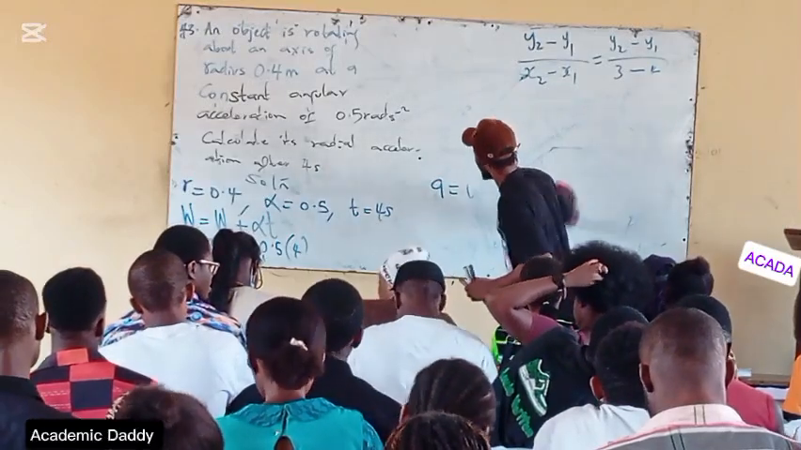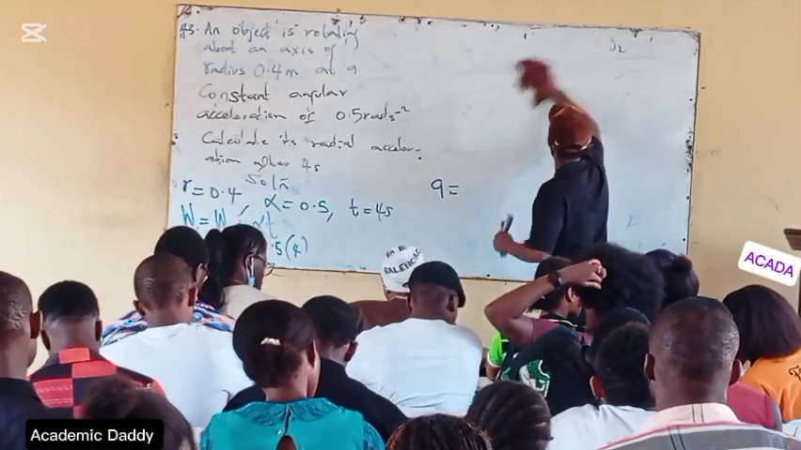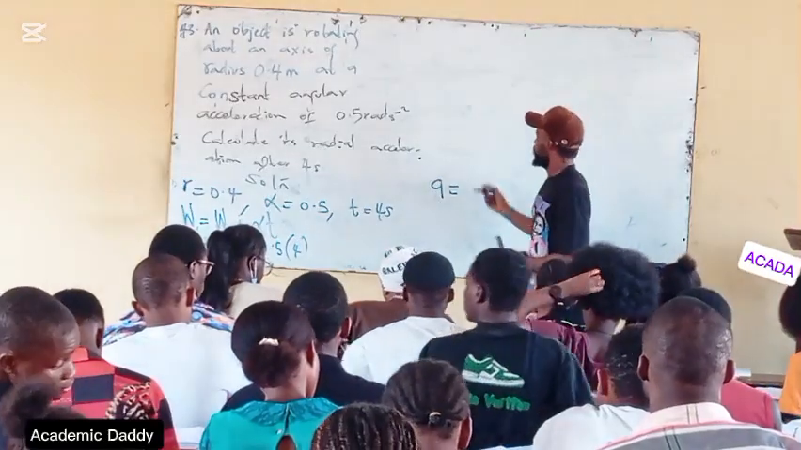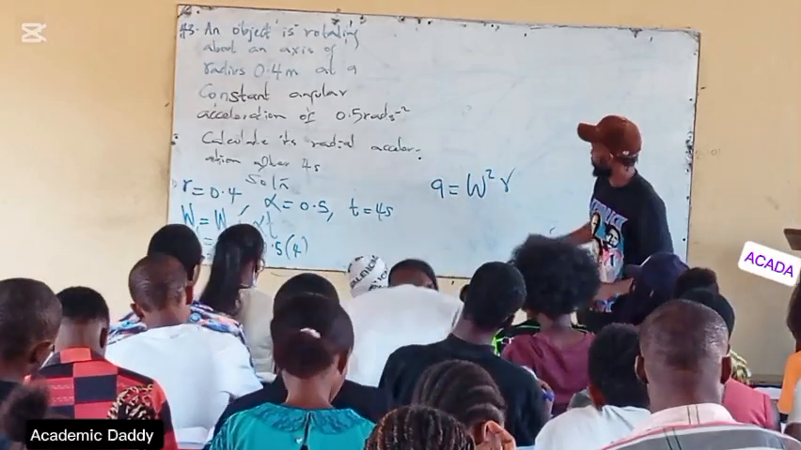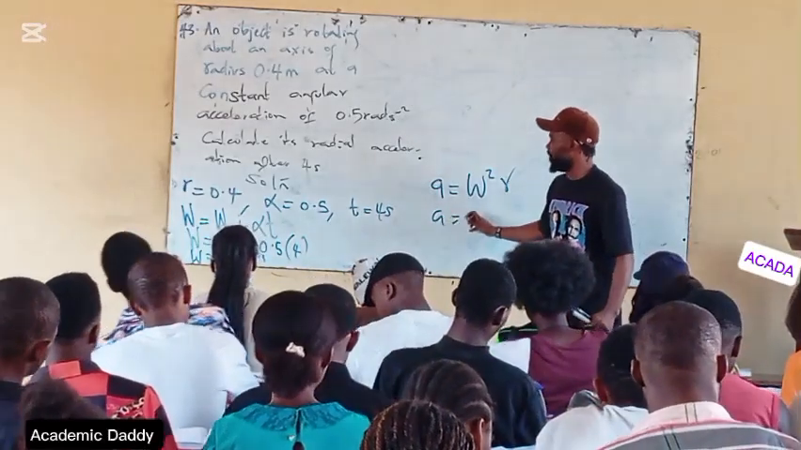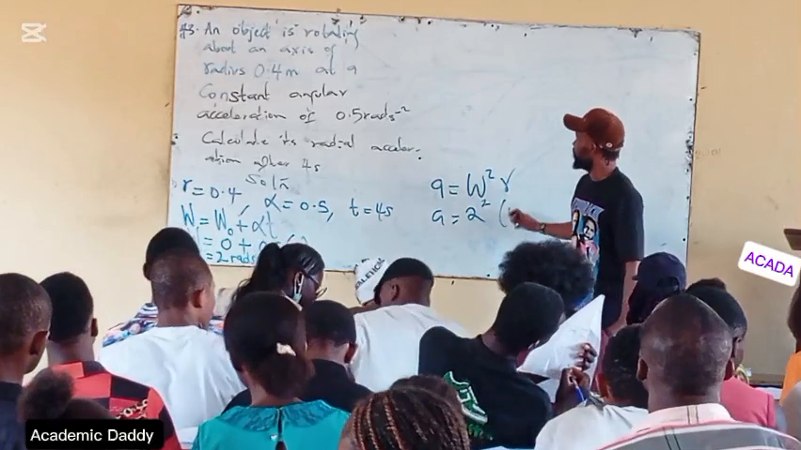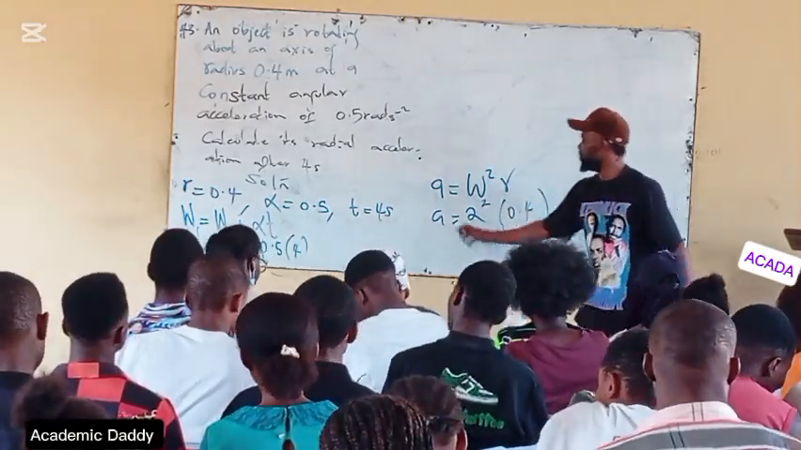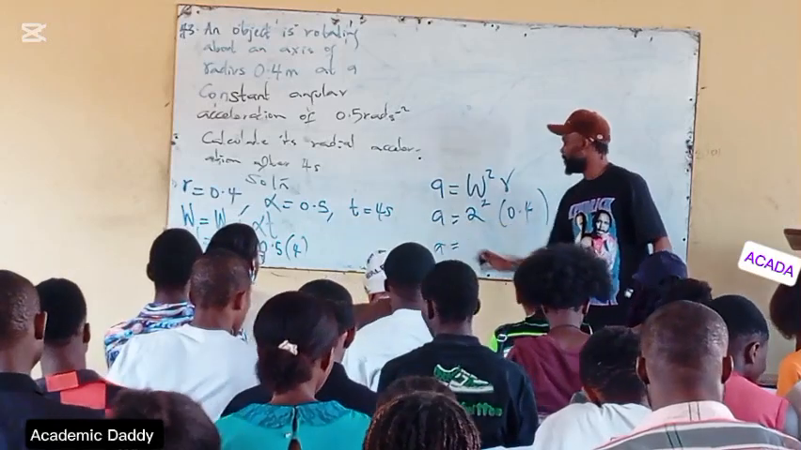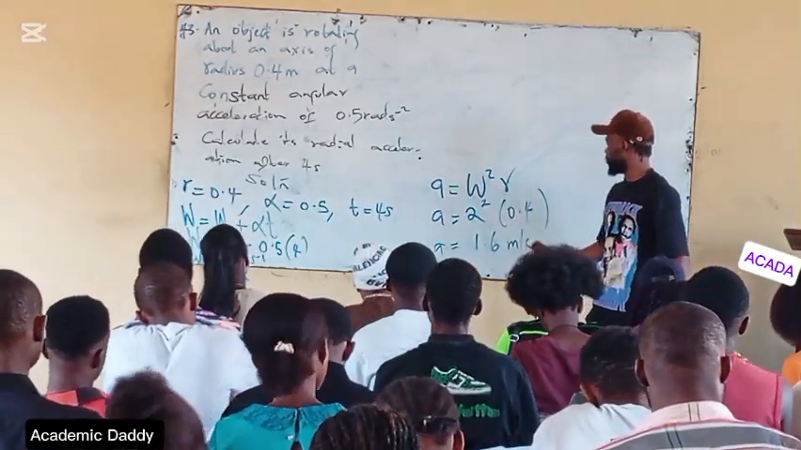So we're going to find the radial acceleration. Use this formula: A is going to be 2 squared times 0.4, which is 1.6. And I know that this is in meters per second squared.